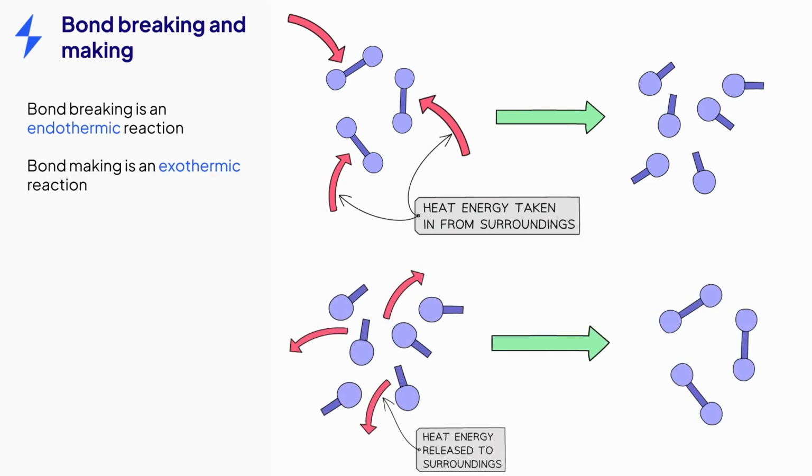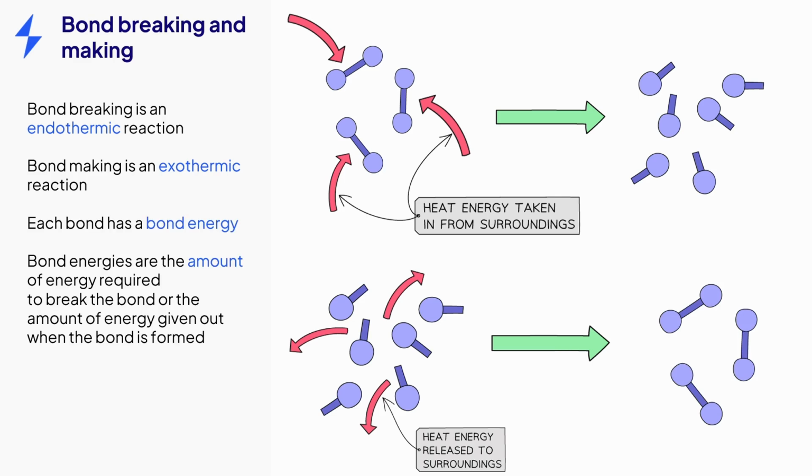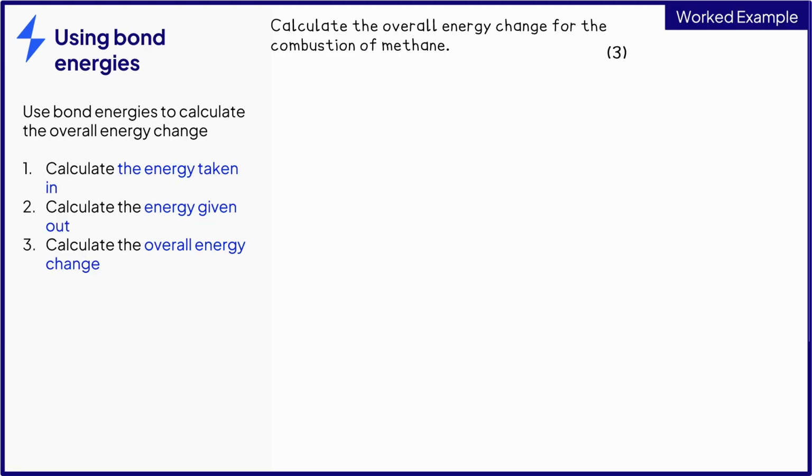Chemical bonds have a specific bond energy associated with them. A bond energy is the amount of energy needed to break the bond, or the amount of energy given out when a bond is formed. You must be able to use bond energies to calculate the overall energy change for a reaction. This example asks you to calculate the overall energy change for the combustion of methane.